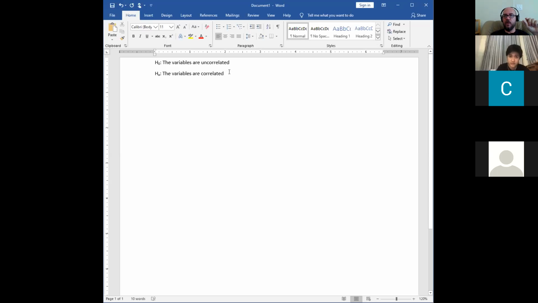So if you got a p-value of something like 0.0004, that would make you want to reject the null hypothesis and accept the alternative that the variables are correlated. That's how you would check F. Is there a linear relationship? Yes, there is a linear relationship. They are correlated.